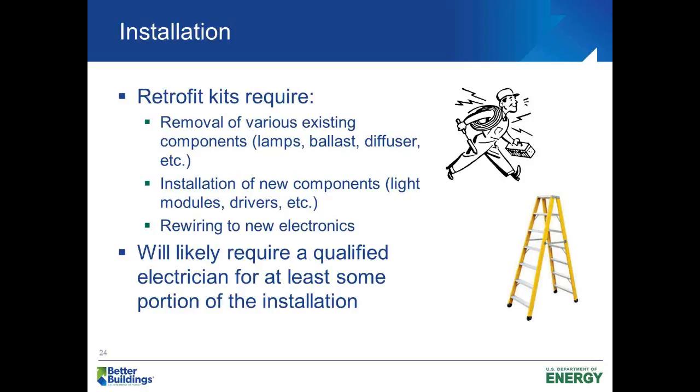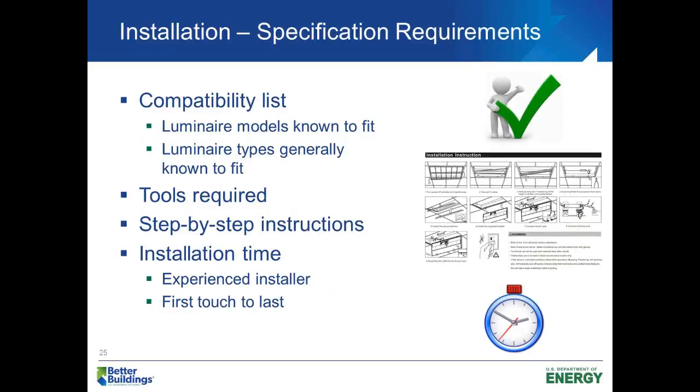So moving on, another aspect of retrofit kits is the need for labor to both remove the various existing components, such as the lamps and ballast, as well as installing new components and rewiring these. This will likely require a qualified electrician for at least some portion of the installation. So installation time and guidance is an important part of the specification. As such, the specification requires that a manufacturer provide documentation including a compatibility list containing luminaire models or types where the retrofit kits are known to fit, the tools that will be required for installation that are not included with the kit, step-by-step instructions to complete the installation, and the installation time required by an experienced installer from first touch to last.